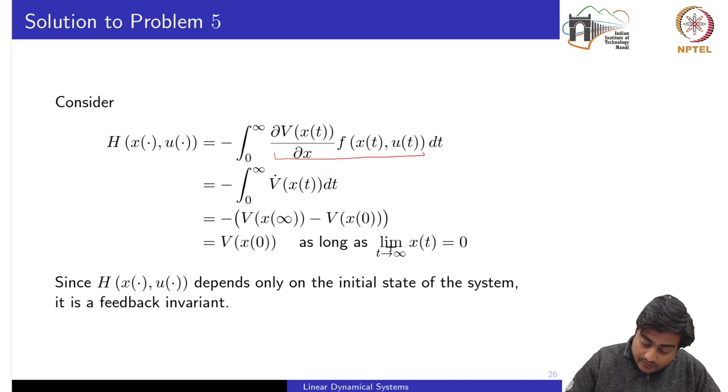Okay, so now if I use this condition that my x would become equal to 0 as t tends to infinity, so this inside part would become equal to 0, and I know from the property of the function v that v of 0 is equal to 0. So this part would go away and the remaining part is v of x at 0. So by computation we see that this functional h depends only on the initial condition. So this is a feedback invariant function, and it becomes a feedback invariant function only under this condition, otherwise it won't be possible. Okay, and if you recall, it is similar to the condition of asymptotic stability, right?